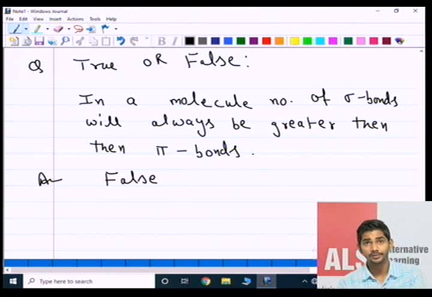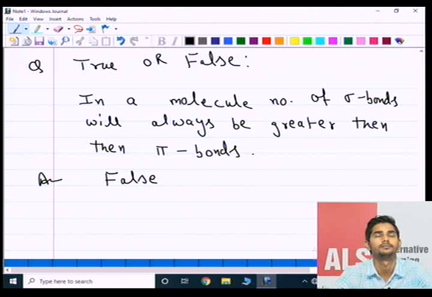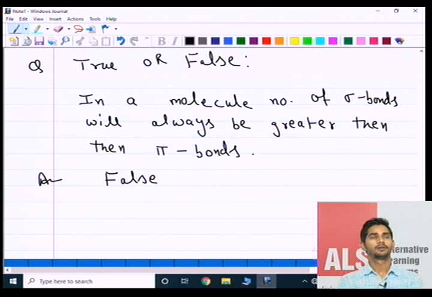Can you please tell me any example? Itanagar, are you still connected to me? Shillong and Itanagar, can you give me any example of a molecule where pi bonds are greater than sigma bonds? No, can I start?